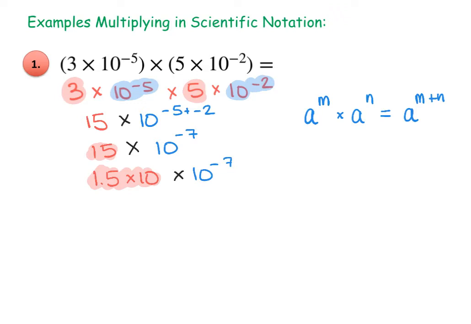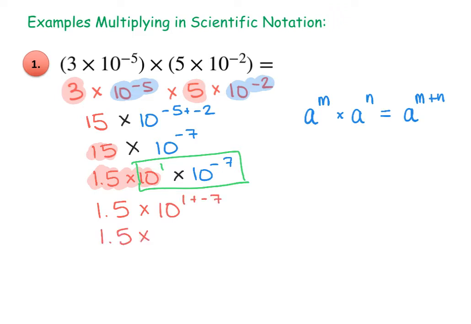And then from here, we can use our product rule again. So we can see that we've got this section here, 10 to the power of 1 times 10 to the negative 7. Well, then I'm now going to have 1.5 times 10 to the power of 1 plus negative 7, which would give us 1.5 times 10 to the power of negative 6. So in this case, our final answer for this question is going to be 1.5 times 10 to the negative 6. And we have it in scientific notation: that number is between 1 and 10, and I have got a power of negative 6 with my base of 10.